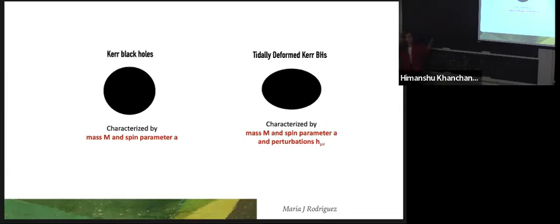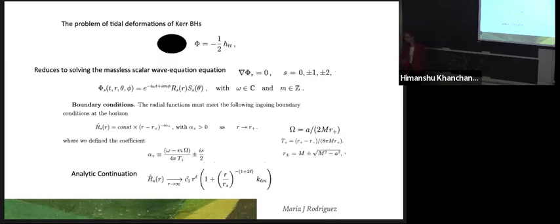So the idea would be to try to make a comparison, and typically we say that the Kerr black holes are characterized by their mass parameter m and the spin a, but for the tidally deformed they will also have these additional coefficients that we would need to figure out for the problem. So the idea here, in this paper that we did with Malcolm, is to study just the scalar problem. We can also change the spin for that, but s equals 2 will belong to the case of the gravitational problem that we're interested in.